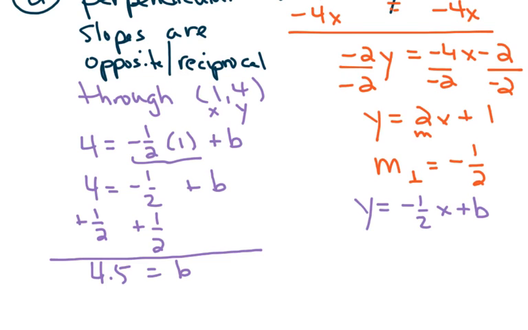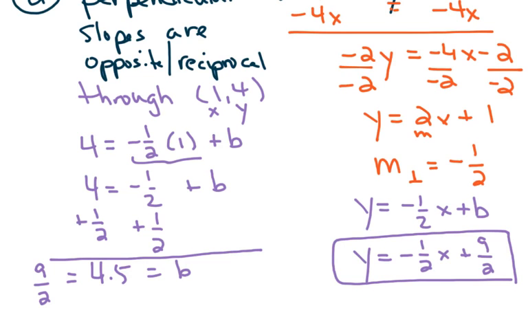Or if you type 4.5 into the graphing calculator and hit math, and then you hit enter twice, it'll tell you that it's the improper fraction 9/2. So the equation is y equals negative 1/2 x plus 9/2, or 4.5.